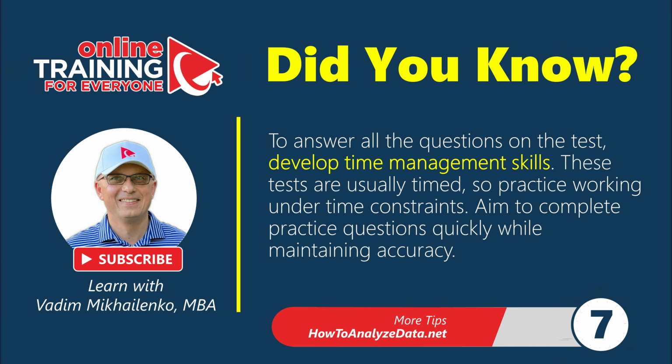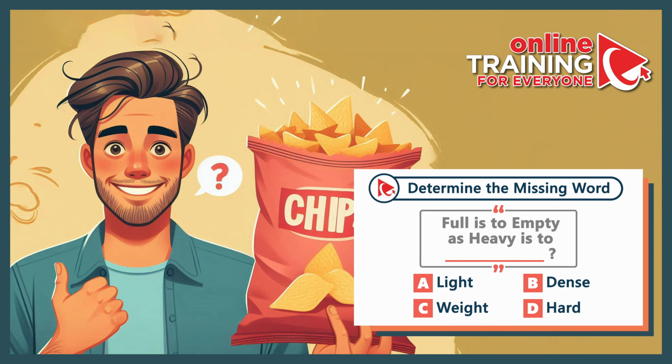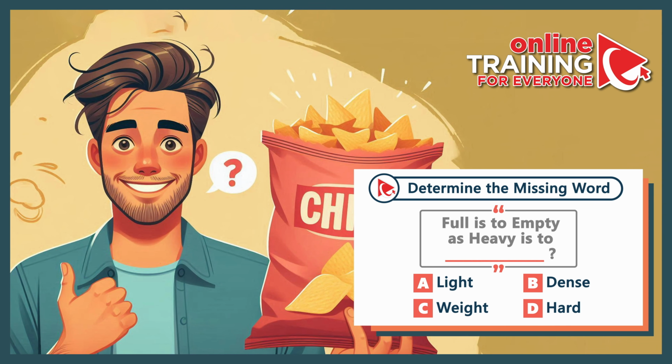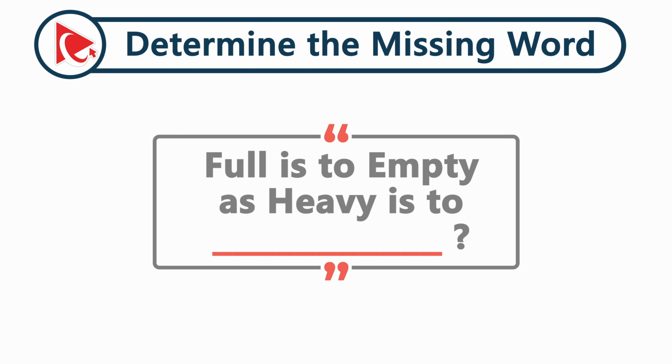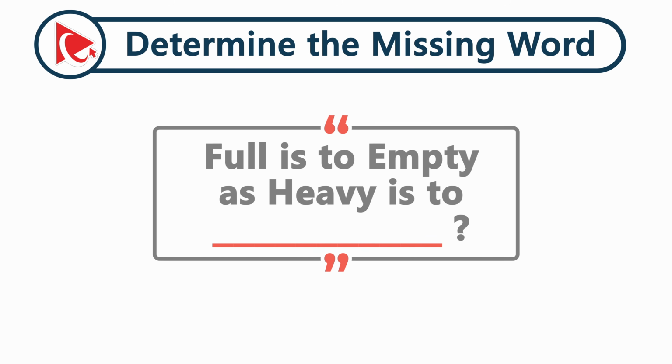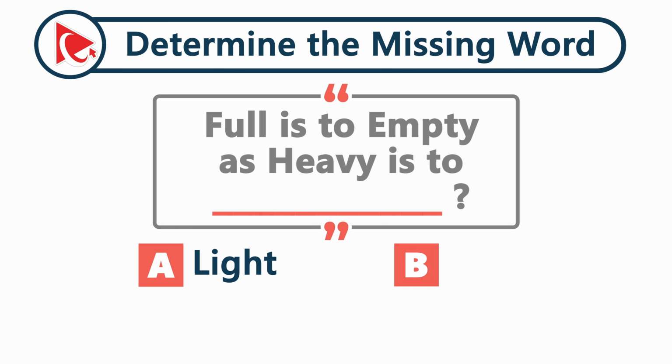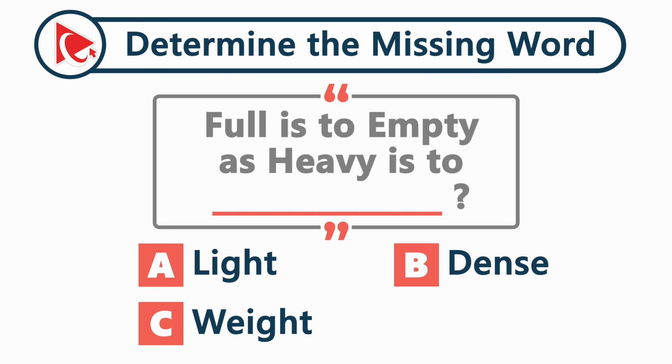Tackling this analogy is like opening a bag of chips. Looks full, but don't worry. You will get to the empty bottom soon enough. Keep crunching away. You're presented with the statement, full is to empty, as heavy is to, and then comes the missing word, which you need to determine and select out of 4 possible choices. Choice A, light, choice B, dense, choice C, weight, and last but not least, choice D, hard.